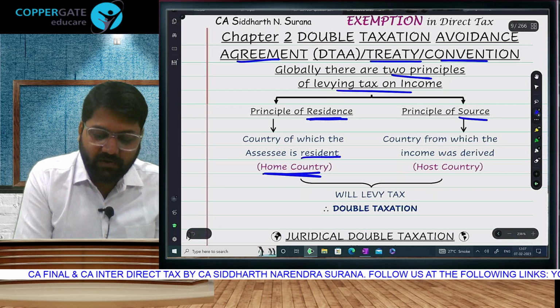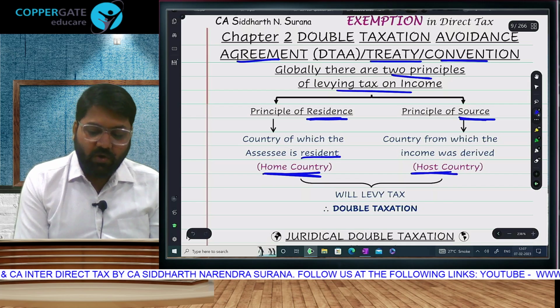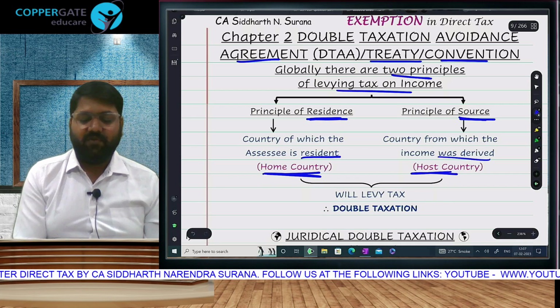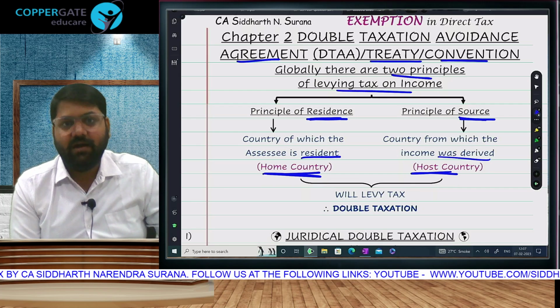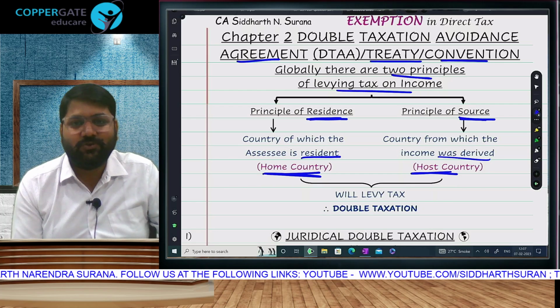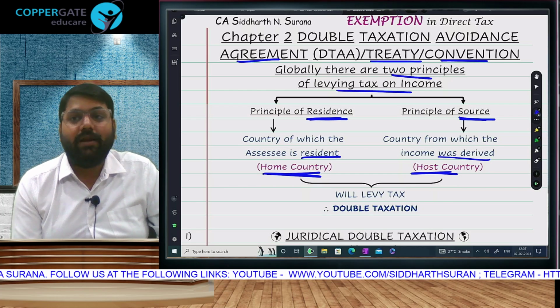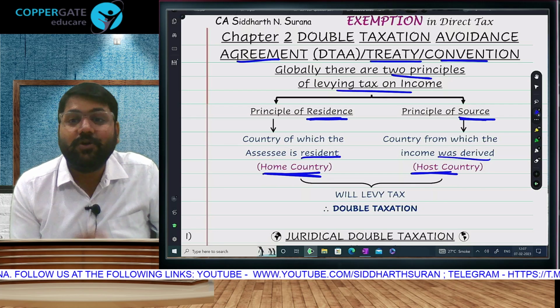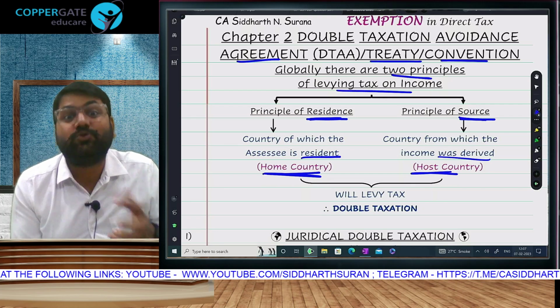And the principle of source. The country from which you earn that income, that country will be the host country, the country from where the income was derived. That country will tax you on the principle of source. For example, in India, if you are a resident, you pay tax on global income. This even Inter students should know. If you are a resident, you pay tax on your global income. But if you are a non-resident, you pay tax only on your Indian income, on the principle of source.